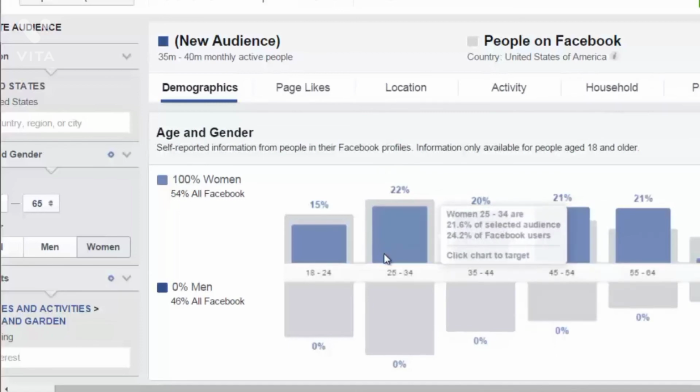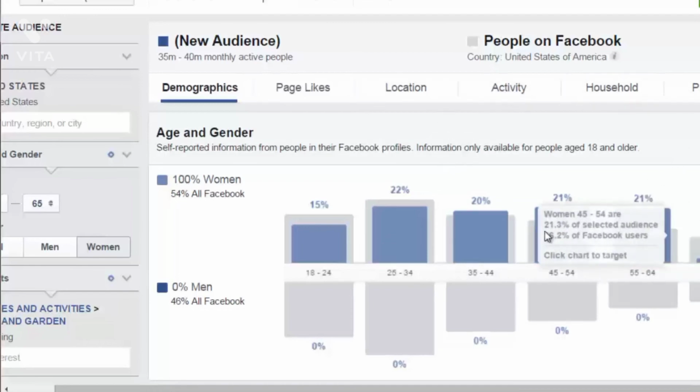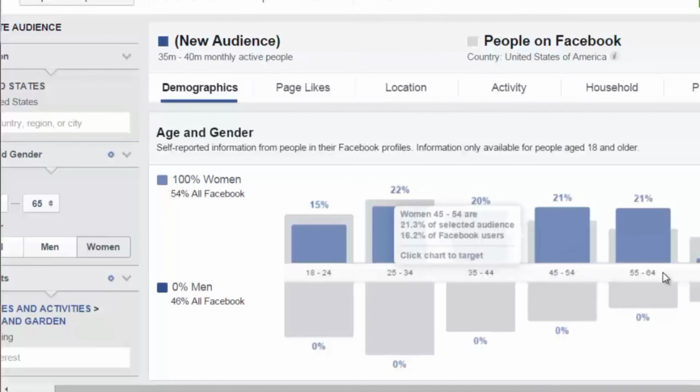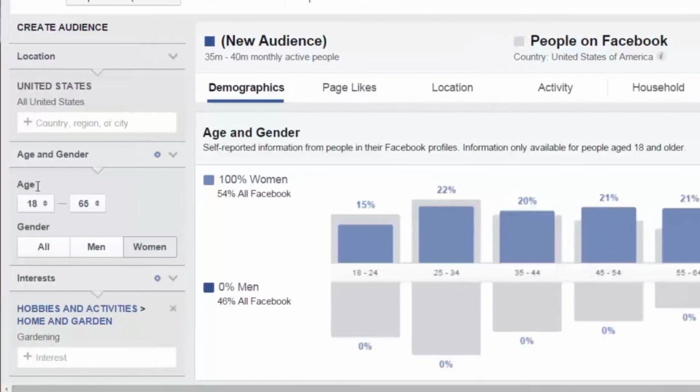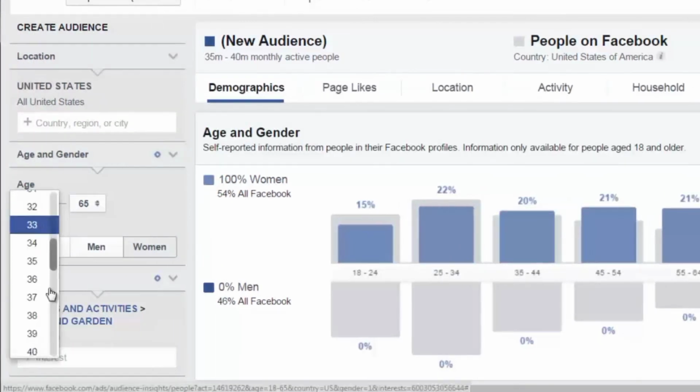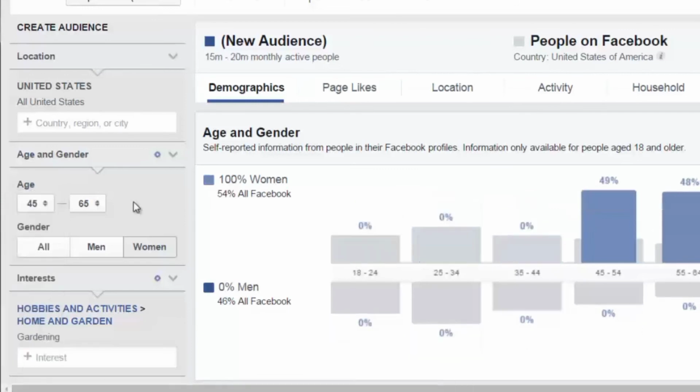So that might mean that 25 to 34 year olds might be interested in gardening, but they may not be spending as much money on gardening as these people up here. That's essentially what the media kits go with, and I tend to just go with the media kit because those are proven magazines. They have spent millions of dollars on advertising and so forth. So I'm going to go with 45 to 64. I'm going to go back over here to age and switch it to 45 to 65.